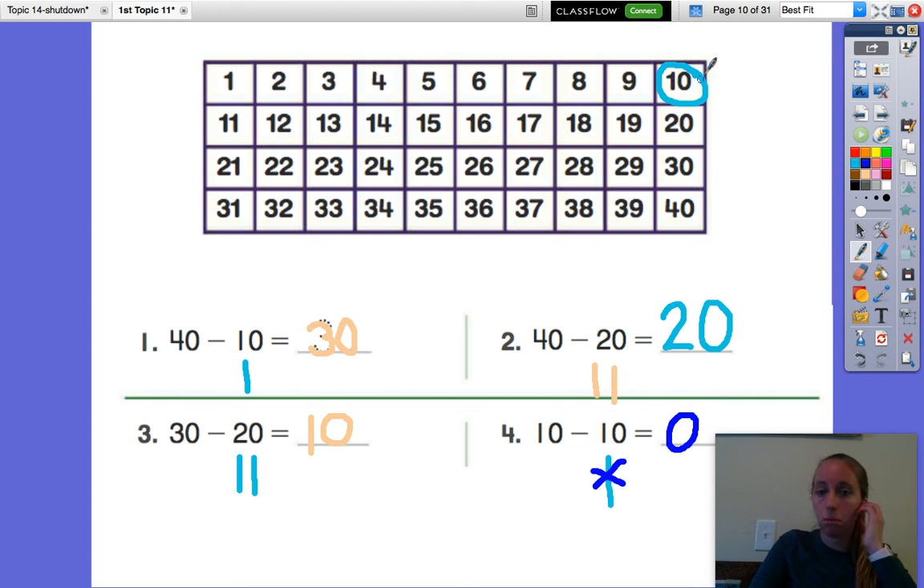Now we can prove this by counting back 10 times, right? Instead of counting a jump of 10, because we can't move up, let's see if we count back 10, what would happen? 1, 2, 3, 4, 5, 6, 7, 8, 9. What would come before 1? Definitely would be a 0. So the answer would be 0. 10 minus 10 is equal to 0, right? If you start with 10 and take away all 10, you're left with none.